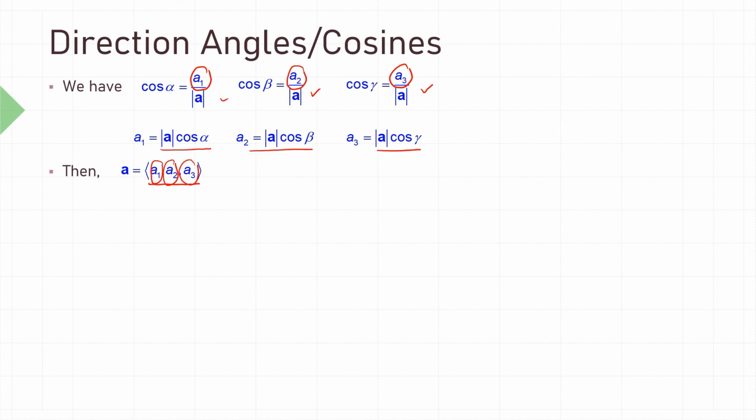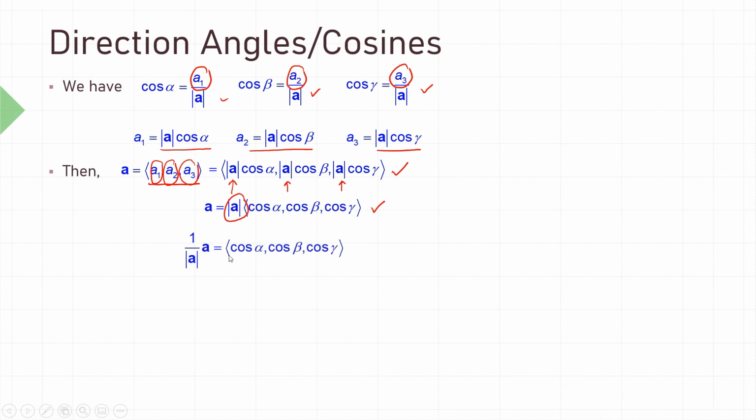So we substitute that equation into this formula. We have these vectors. Because we know that this modulus A, which is the magnitude of A, is a scalar, we can take it out from the vector. So we factorize something like this. Then we can bring this, A over magnitude of A, which is given by this equation. So 1 over magnitude of A multiplied with the vector A, we actually have the vector with the components cos alpha, cos beta and cos gamma.